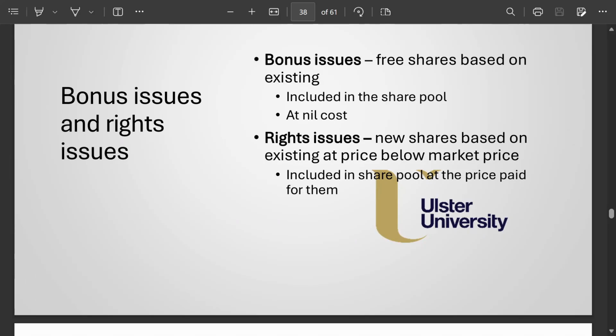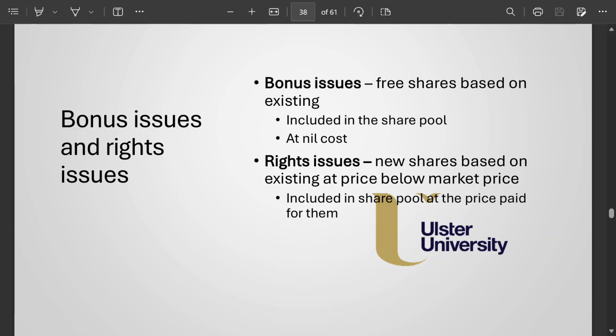Bonus issues and rights issues, again, this is further telling you how finance is so intimately connected to accounting. You come across so many finance concepts. Okay, so bonus issues are free shares given by the company to existing shareholders. So we just include it in the same pool at a zero cost.